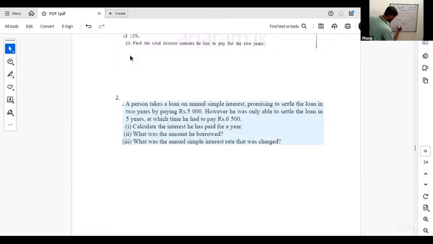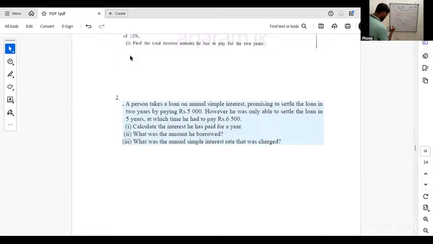So the interest for the first 2 years equals the interest for 1 year, 500 rupees, into 2. The answer is 1,000 rupees. And this 1,000 rupees interest is included in the 5,000.